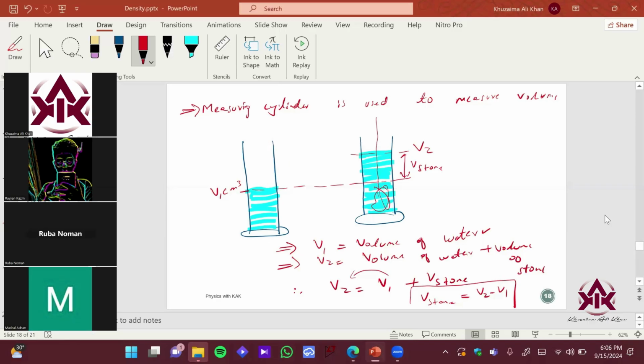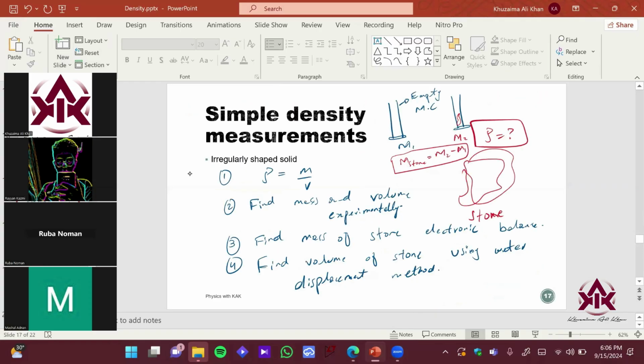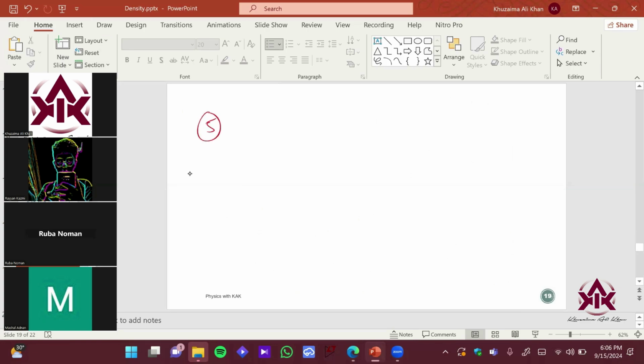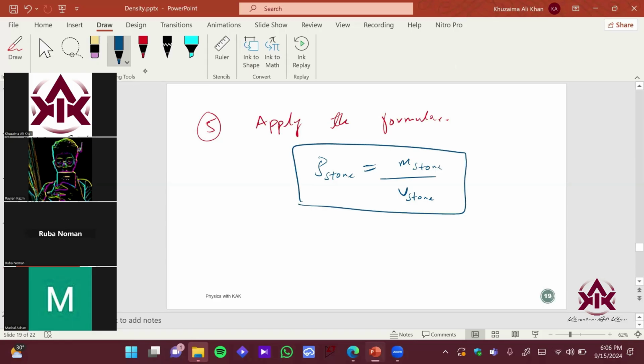Okay, so now you have everything over here. You just need to apply the formula, right? The last step is going to be the fifth step: apply the formula. And what is the formula which you have? The density of stone is equal to the mass of stone, which you have measured using the electronic balance, divided by the volume of stone, which you have measured using the water displacement method. And that is going to be in either gram per centimeter cube, depending on your scales, or kilogram per meter cube, right? I hope it makes sense.